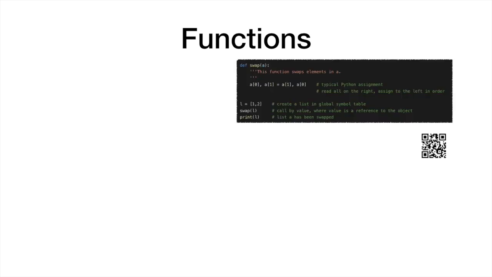In Python, there are no procedures as such. All functions return a value. If no return statement is given, the function returns value None. Let's now consider function swap, which swaps 2 elements in a list of 2 items.